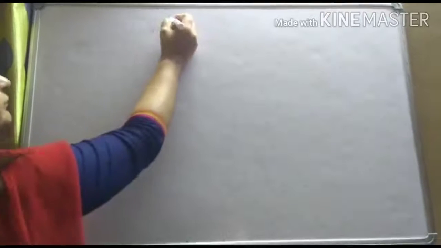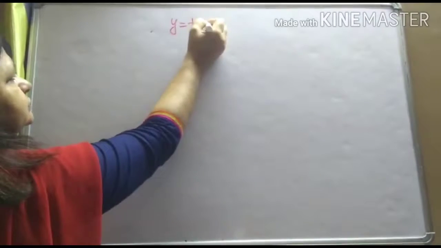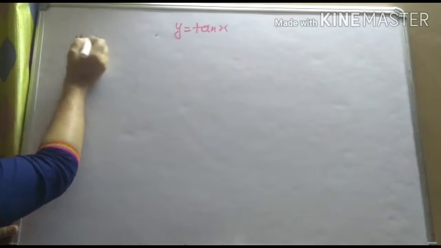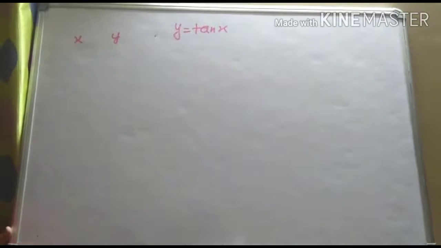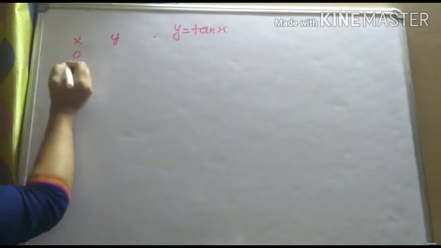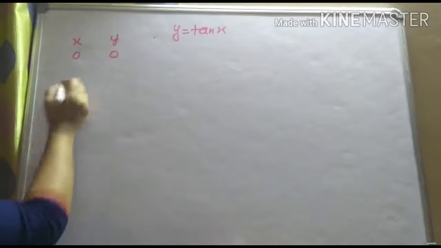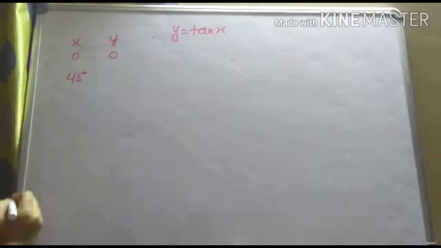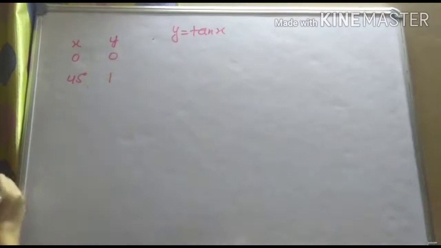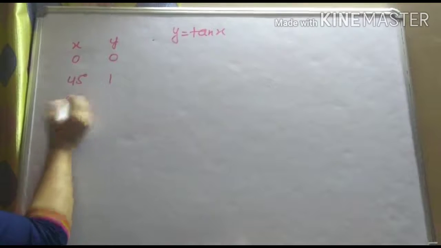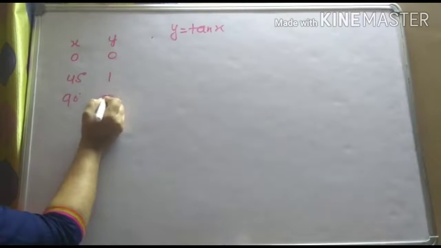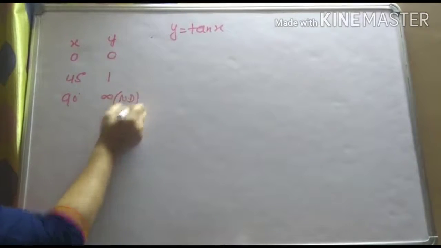Now we will draw the graph of y is equal to tangent x. So at first make a table for the values of x and y. If x is 0, then y is 0. If x is 45, then y is 1. If x is 90, then y is infinity, or we can say not defined.